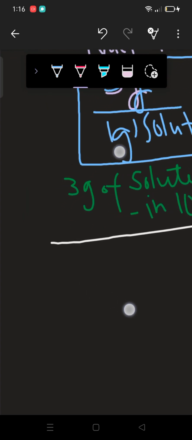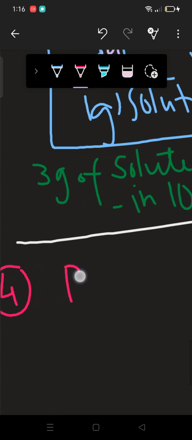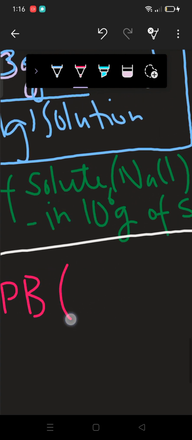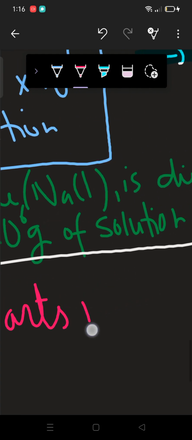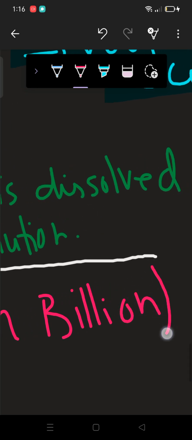Now let's discuss our last concentration term, which is related to the mass, of course, and is not affected by temperature, meaning independent of temperature. It is very similar to ppm. This is ppb, which is parts per billion.